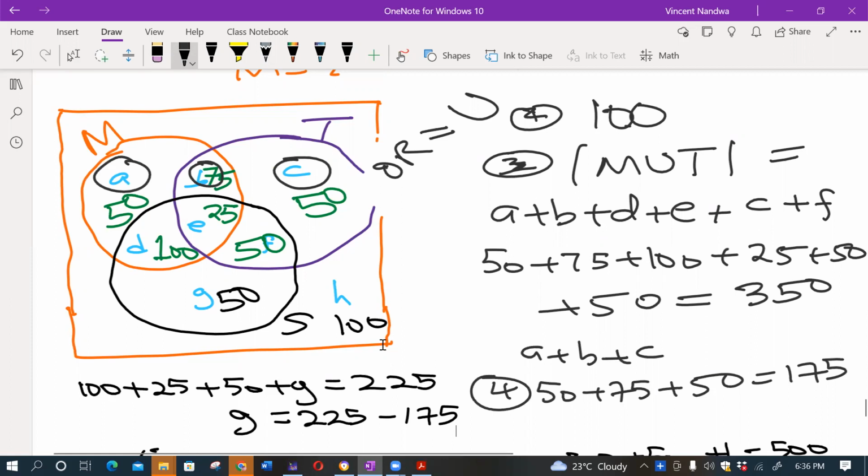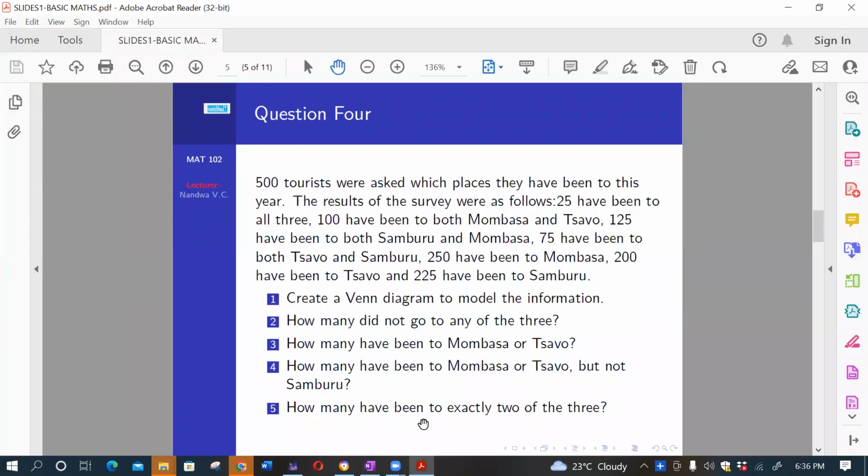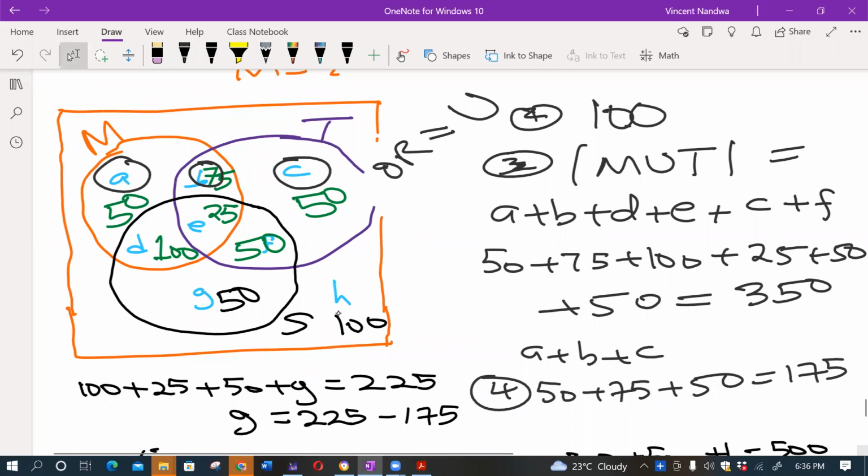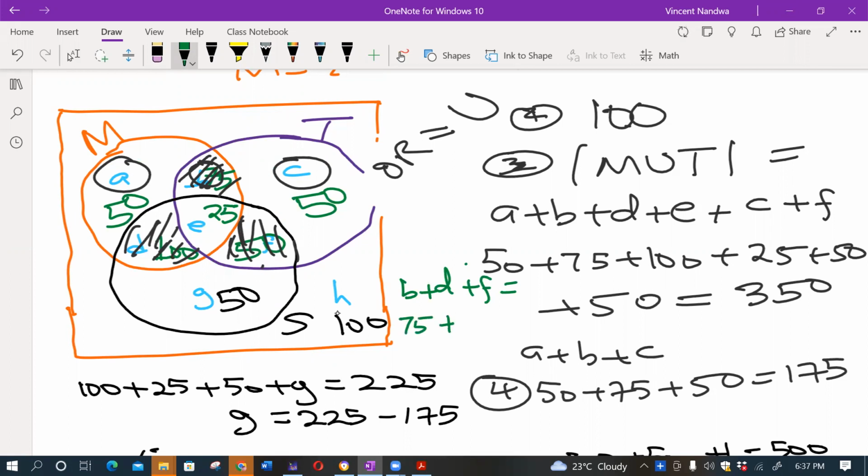And then lastly, how many have been to exactly 2 of the 3 places? Exactly 2 means you are in B, or you are in D, or you are in F. So the answer will be B plus D plus F, which will be 75 plus 100 plus 50, that is 225. So that is the solution to that problem. Thank you.